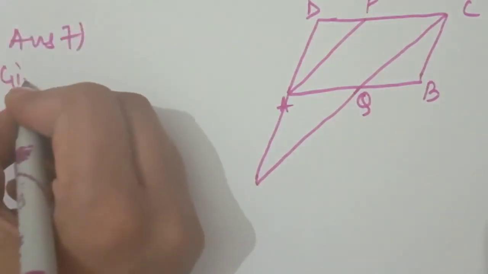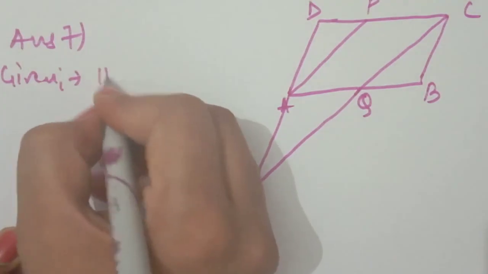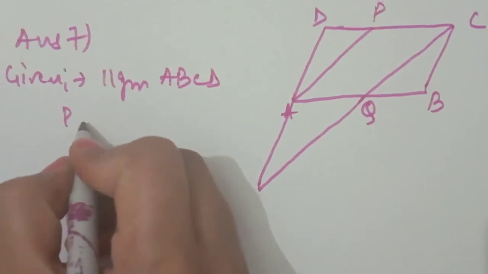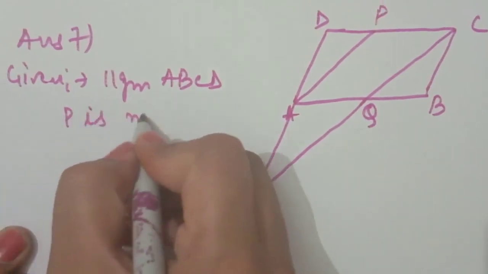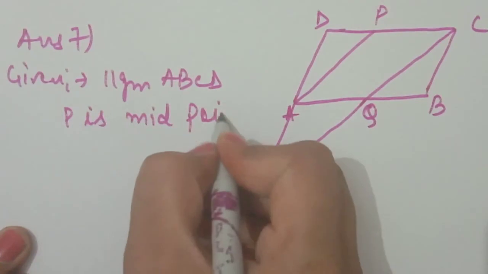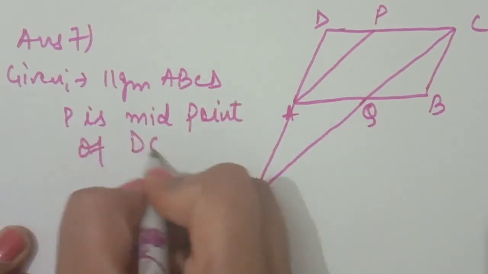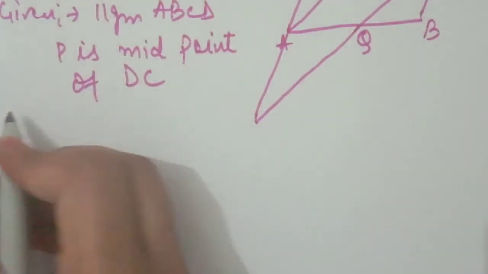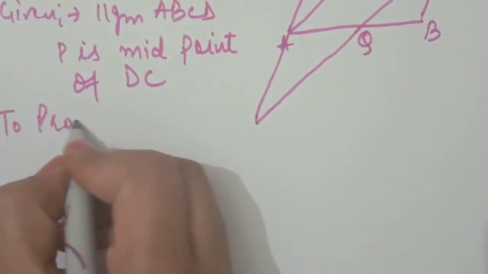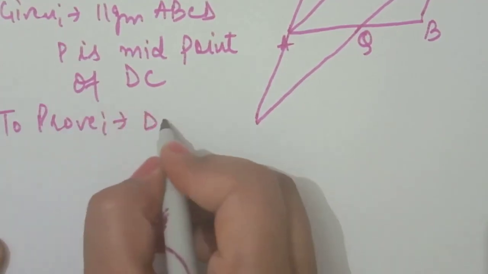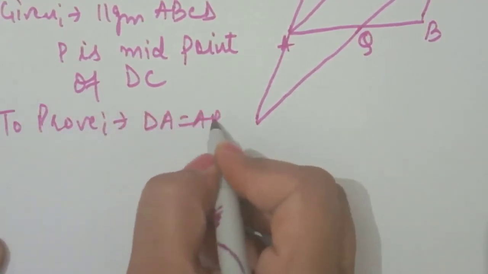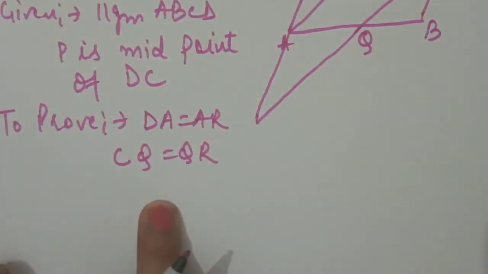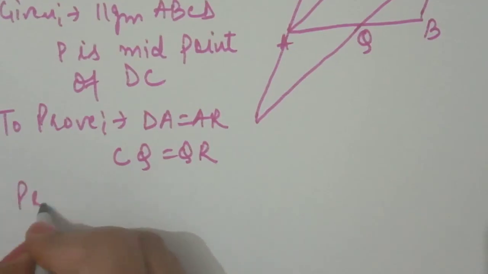So what is given? Parallelogram ABCD, and P is the midpoint of DC. Students, you can write here DP is equal to PC also. It is also correct. Now to prove is DA is equal to AR and CQ is equal to QR. We have to prove this relation. So we will start our proof.